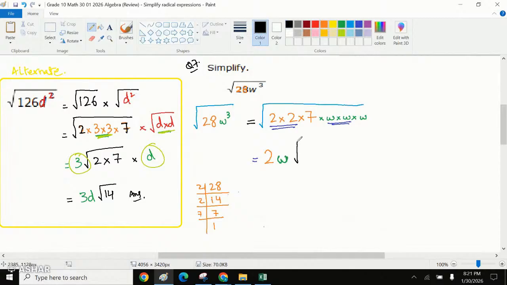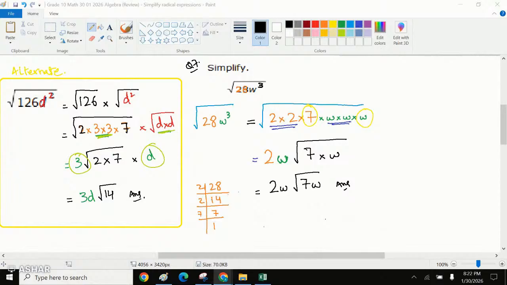Now let's see what is left inside the radical. This 7 is left and this w is left, right? So can we say 7 multiplied by w is left inside? Therefore, the final answer is 2w radical 7w. This is our final answer because the w had an exponent of 3. That means there were 3 variables of w. If 2 of them go out, 1 is left inside the radical. Agreed? Do we agree? Any questions?